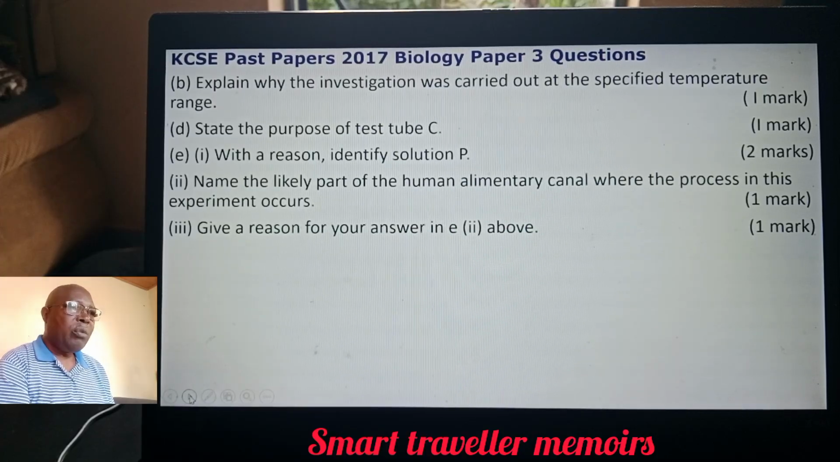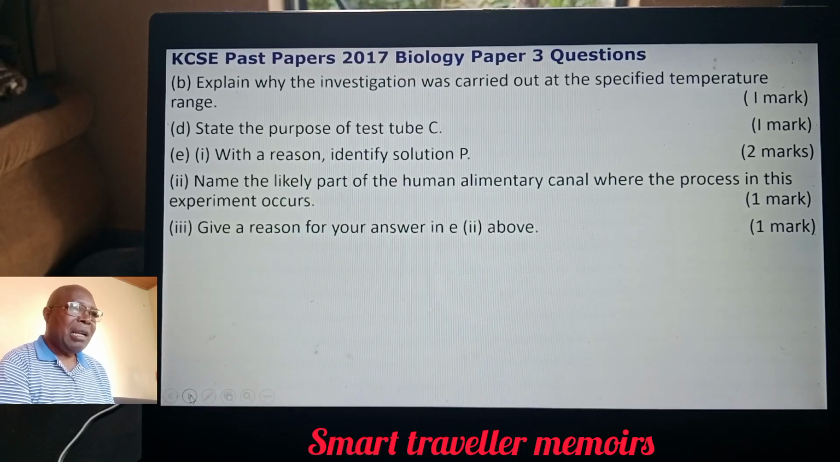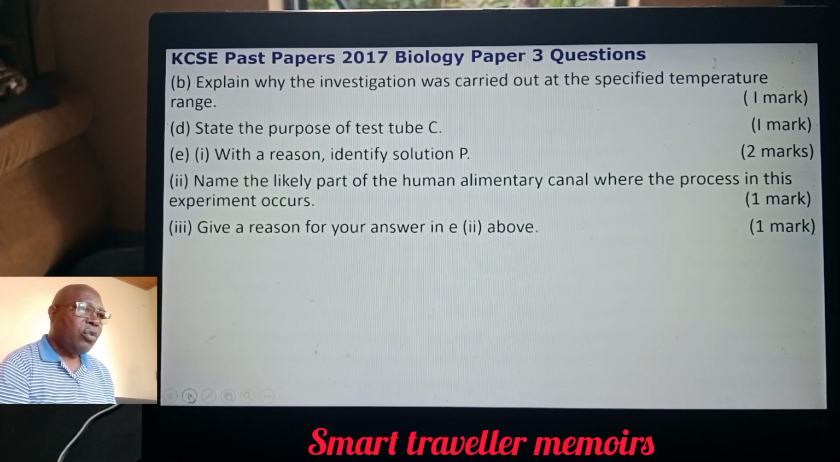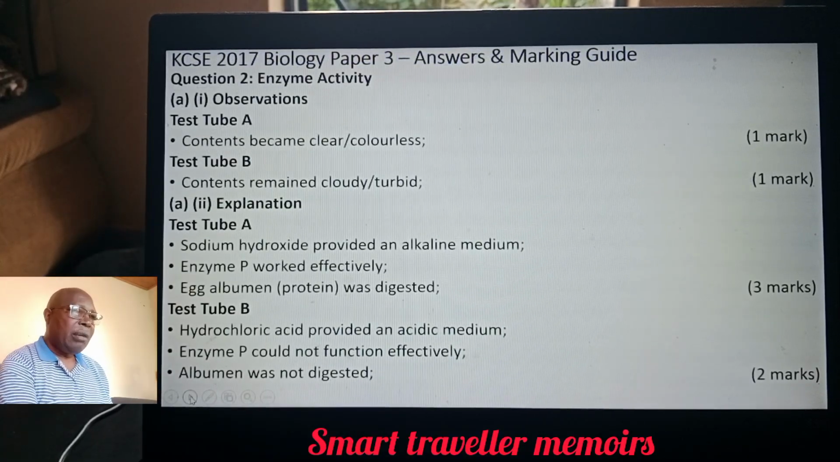E. Roman 1. With a reason, identify solution P. E. Roman 2. Name the likely part of the human alimentary canal where the process in this experiment occurs, and in E. Roman 3, give a reason for your answer in E2 above.